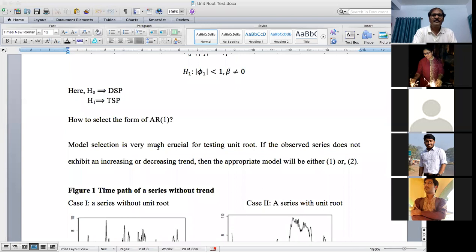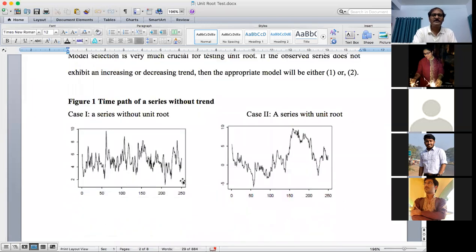For example, let us consider two hypothetical data series shown in this handout. In this figure, we are considering two cases, case 1 and case 2. And obviously the behavior of these two cases is not similar in all respects. First of all, both series experience a lot of fluctuations. But the nature of fluctuations in series 1 and the nature of fluctuations in series 2 are not similar.